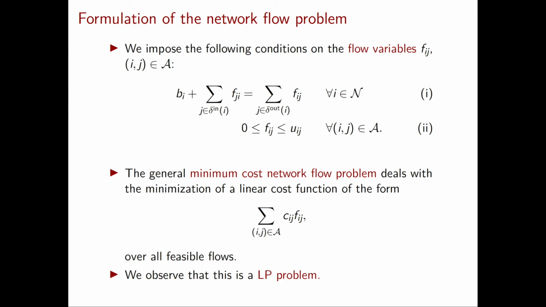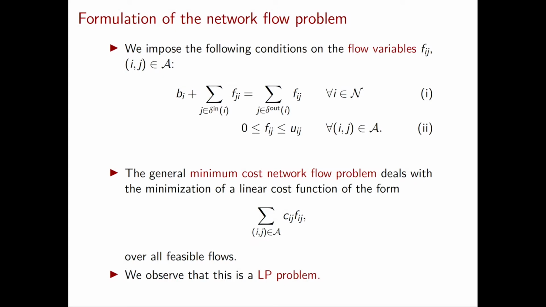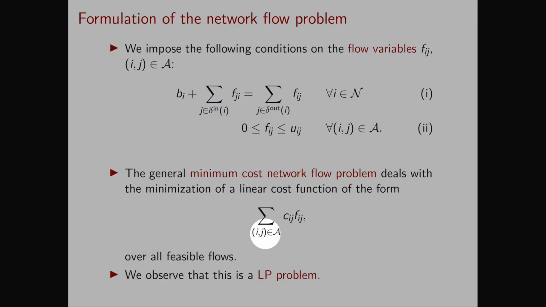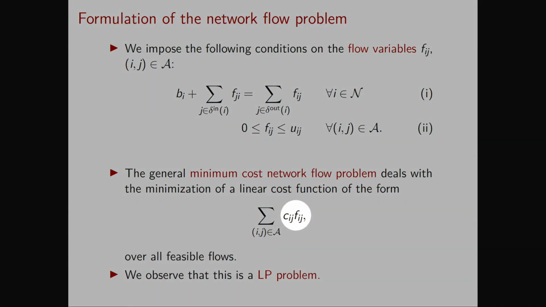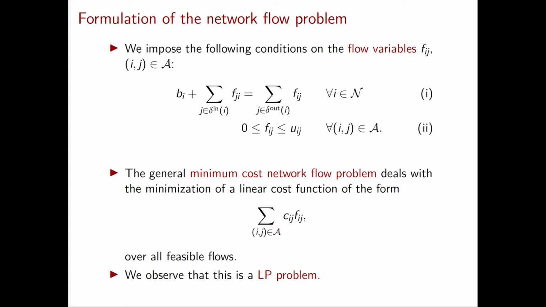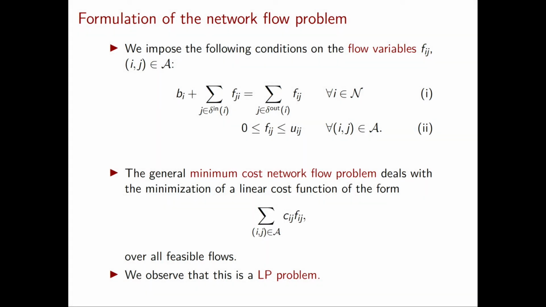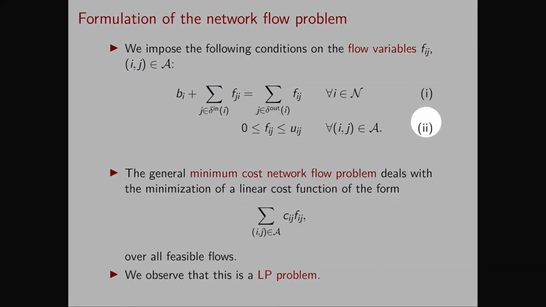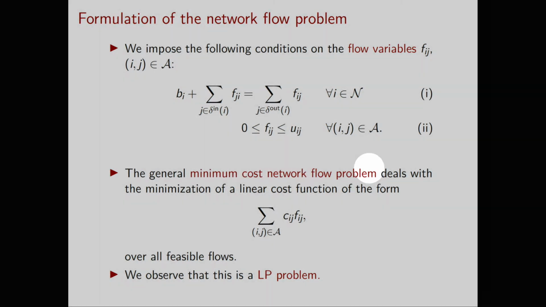In our objective function, we simply minimize the cost of the flow. Such cost is clearly defined as the sum over all arcs ij in our directed graph of the cost incurred on that arc. Such a cost is just the product of the unit cost on that arc times the flow on that arc. From now on, the problem of minimizing this objective function over all the constraints of type 1 and type 2 will be called the minimum cost network flow problem.